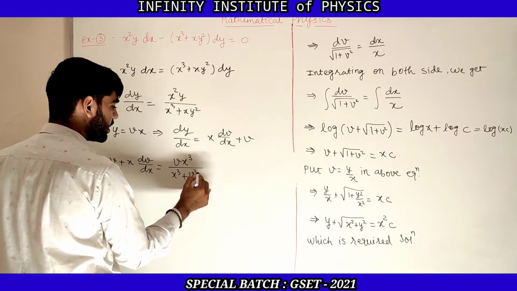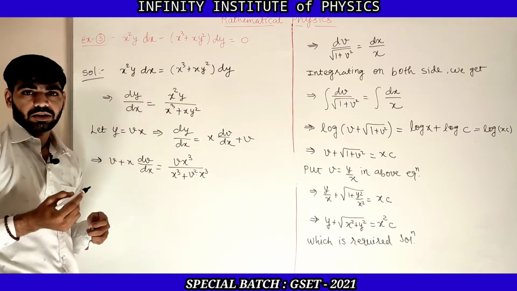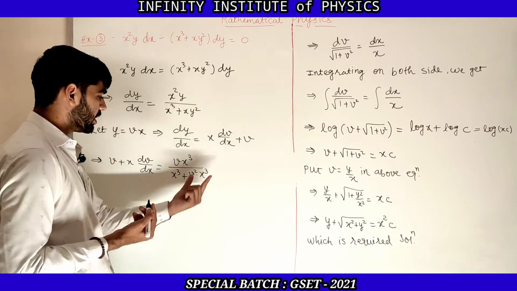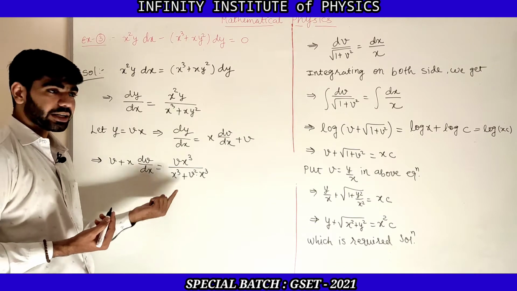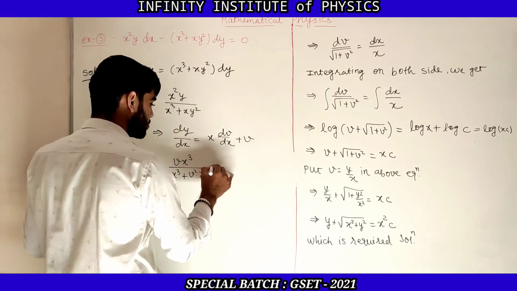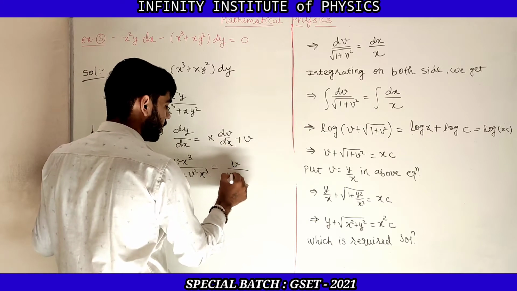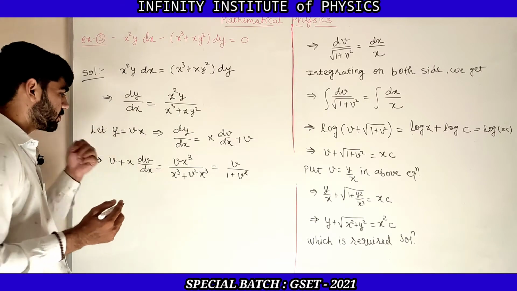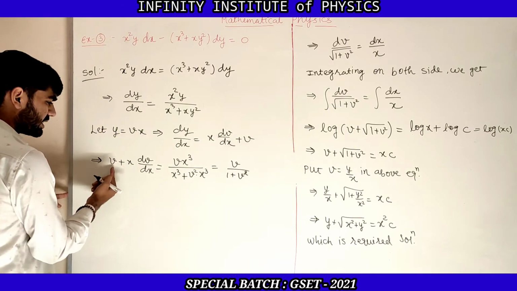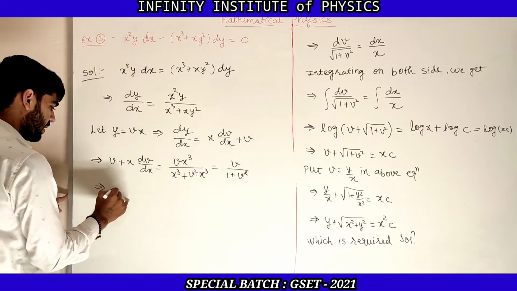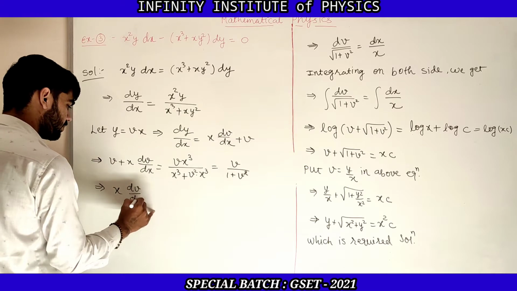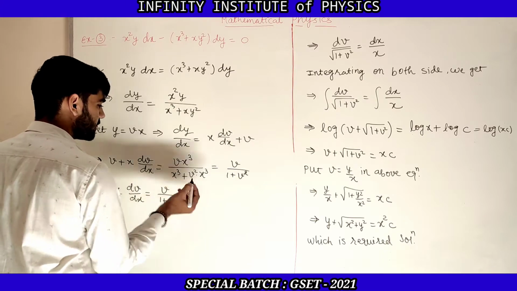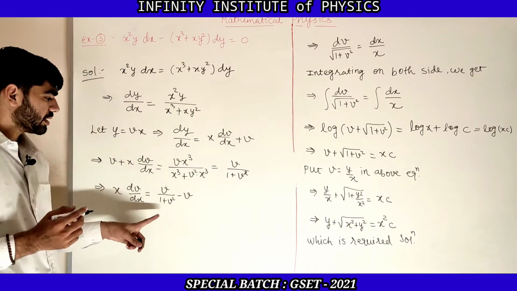So it will be v square into x cube, because y square is v square x square, but x is already there, so it is v square x cube. Now let us take x cube common from the denominator, and that will be cancelled out with the numerator. So this is v upon 1 plus v square. And now let us take this v on the right hand side. So it will be x dv by dx, which is equal to v upon 1 plus v square minus v.